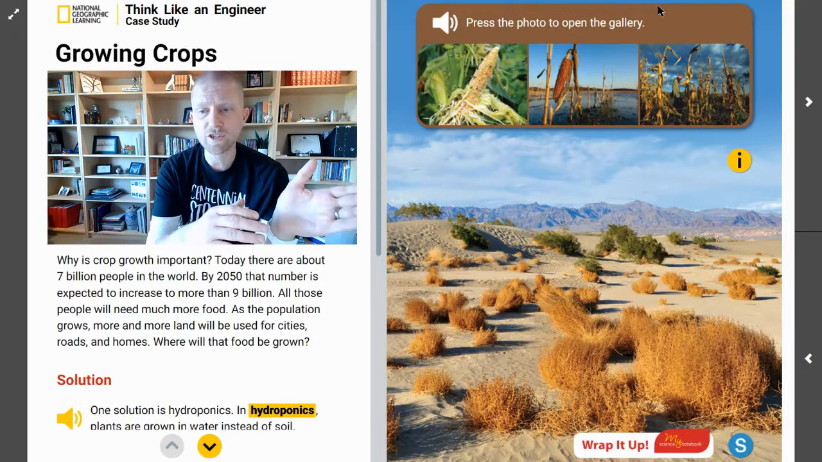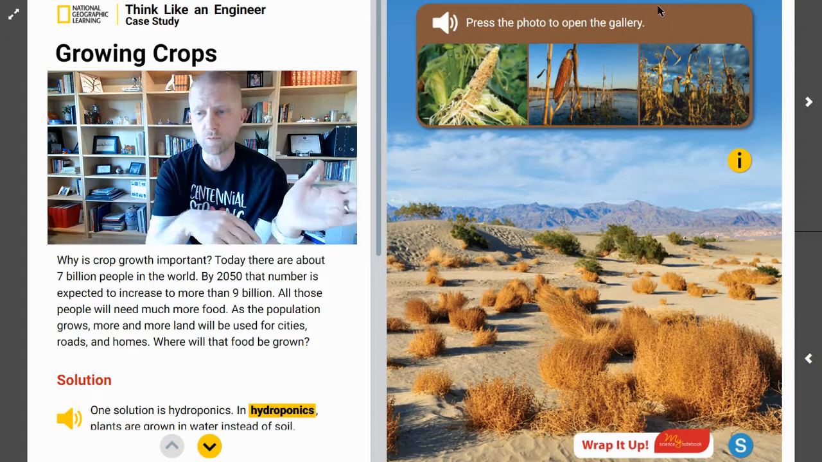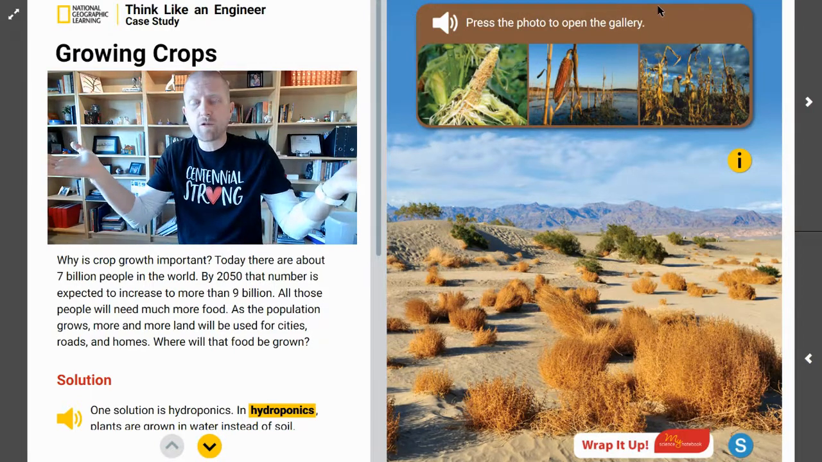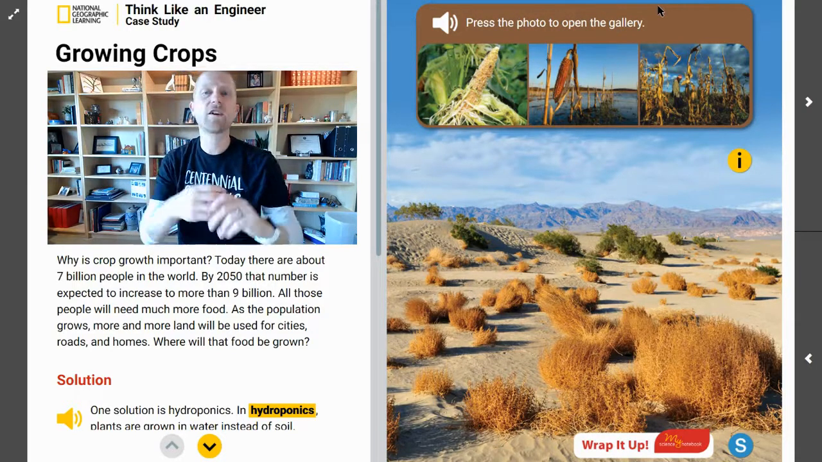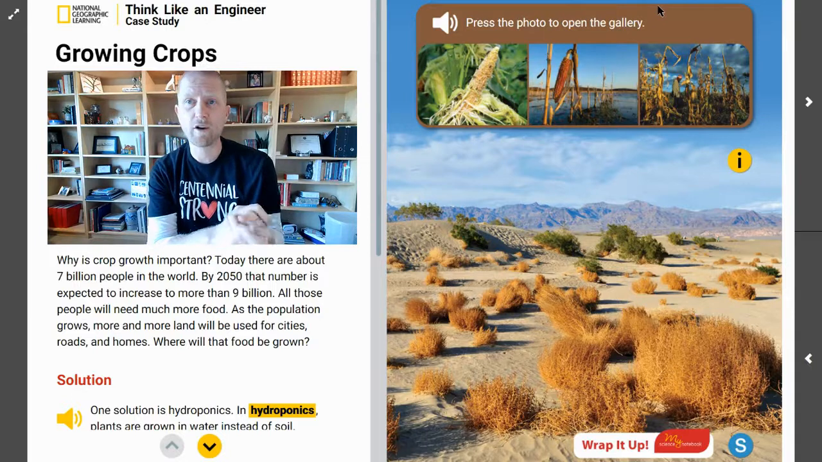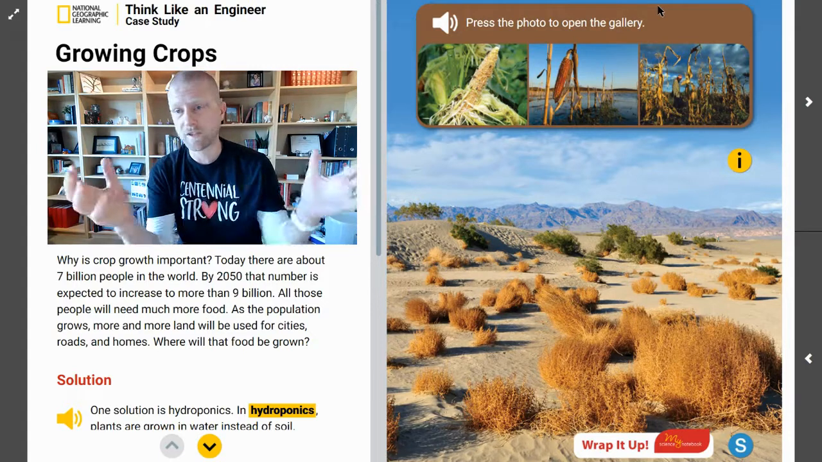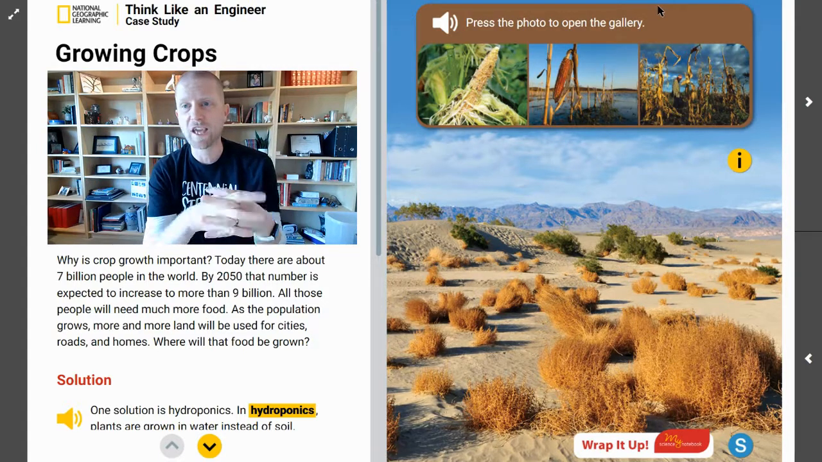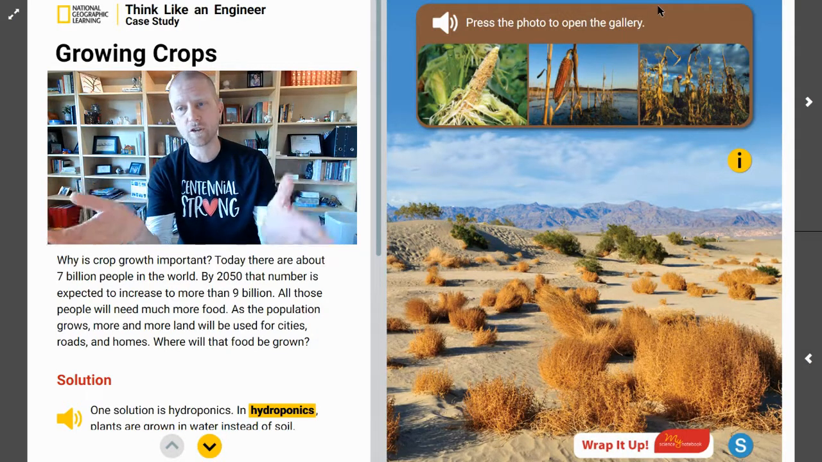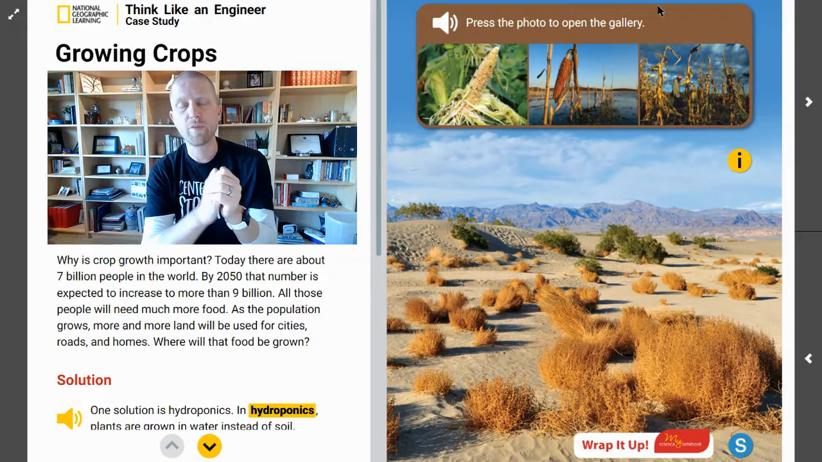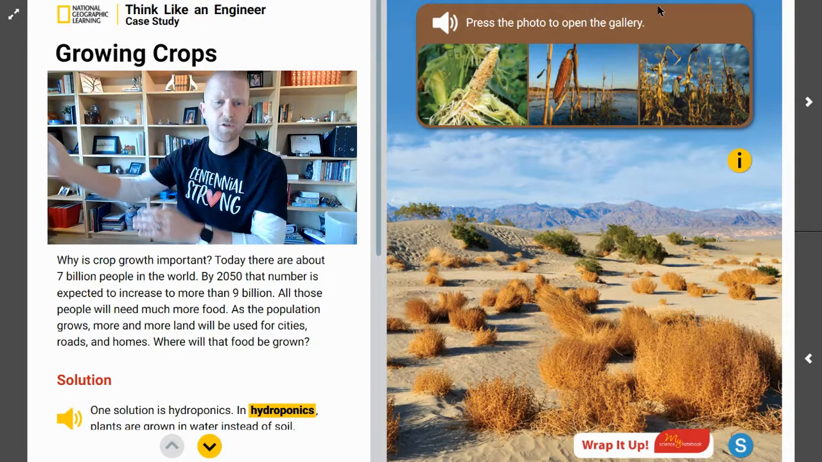As the population grows, more and more land will be used for cities, roads, and homes. So where is that food going to be grown? These are big questions. These are heavy questions when we talk about our future, when we talk about your future, where in the year 2050, you are basically my age now. So what are things going to be like in the future? How are we going to be able to solve these problems now so that they're not problems in the future?